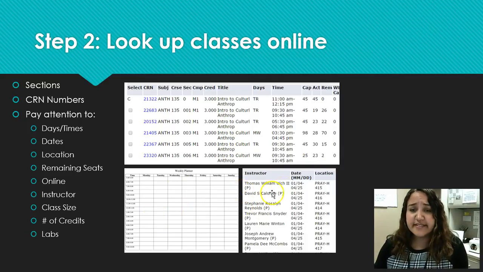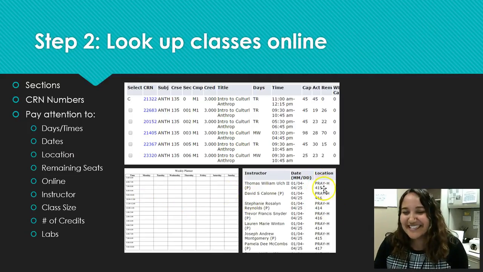And part of that is because you need to make sure that you're looking up the location. So something else to pay attention to is the location of the class. The reason this is important is for several reasons. One, because you want to know where you're going and you don't want to wait until the first day of class to figure this out. But also because depending on where your classes are can make the way you plot them out on your schedule, that can change that.